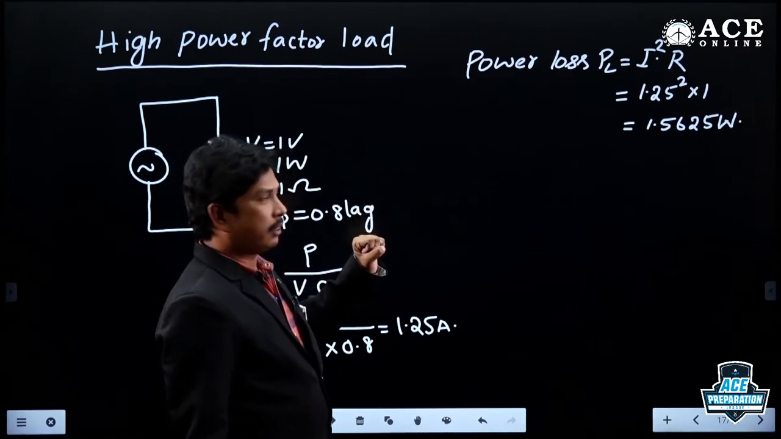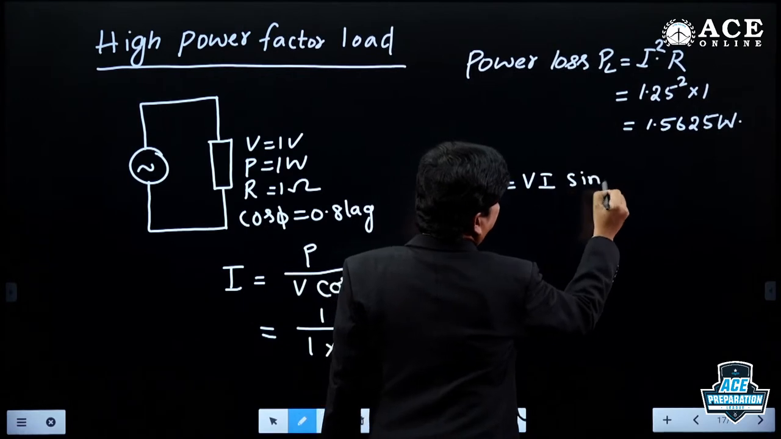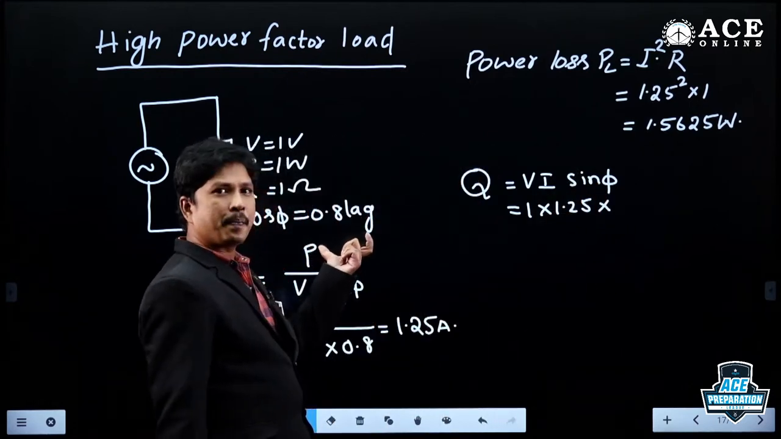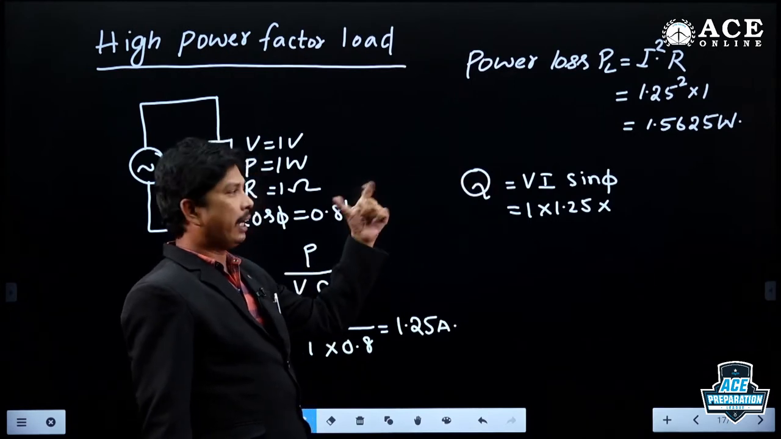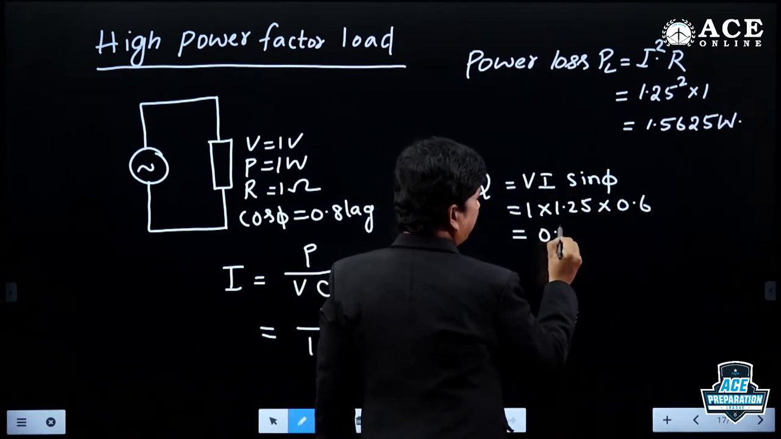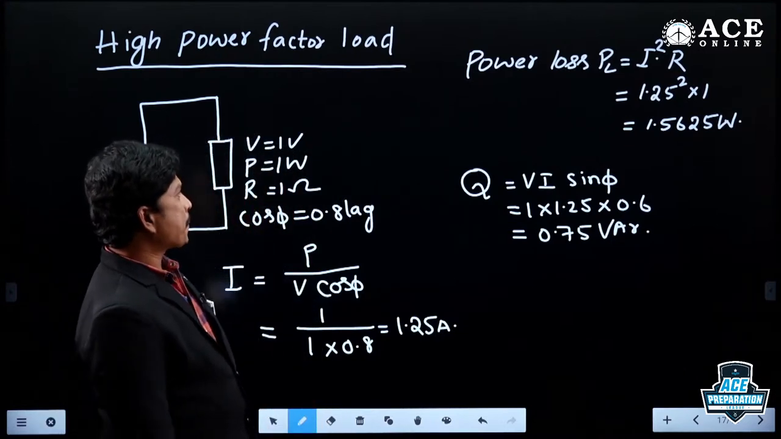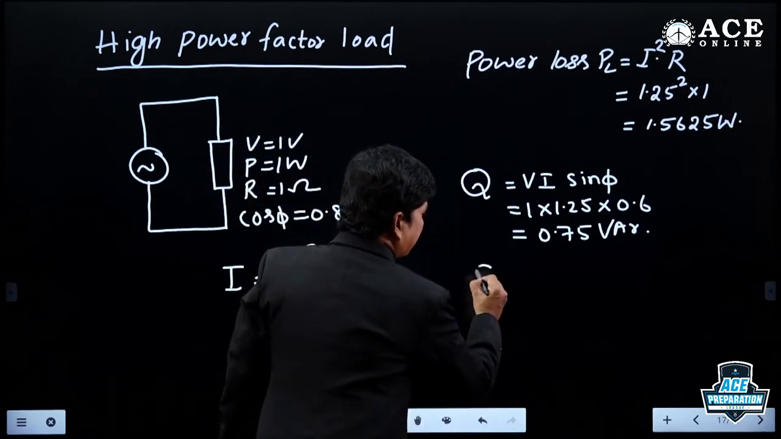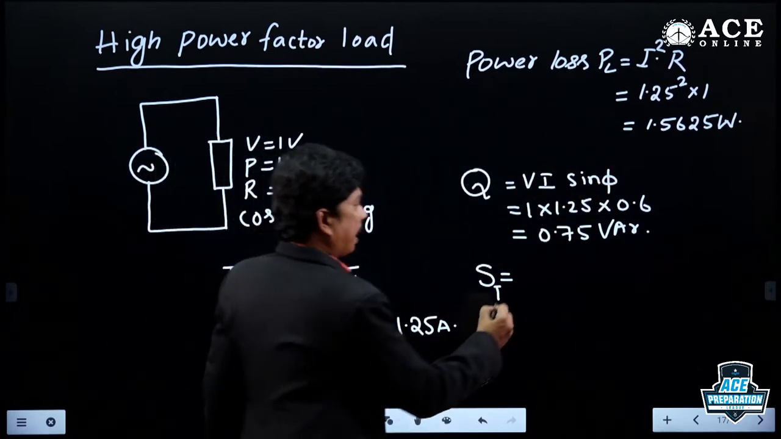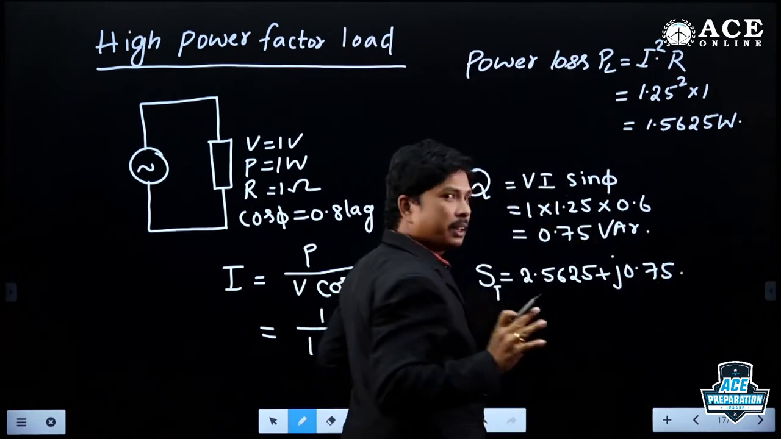And after calculating the power losses, we can calculate the reactive power in the system. So what is the reactive power? V I sin phi, where V is 1 volt, I is 1.25, and when cos phi is 0.8, the value of sin phi will be 0.6. Therefore, 60% of 1.25 gives 0.75 approximately volt ampere reactive. So up to now, we got this. We'll calculate the size of the source. The total size is total active power, which is 1.5625 plus 1, it will be 2.5625 plus j 0.75. So this is the calculation I have done.